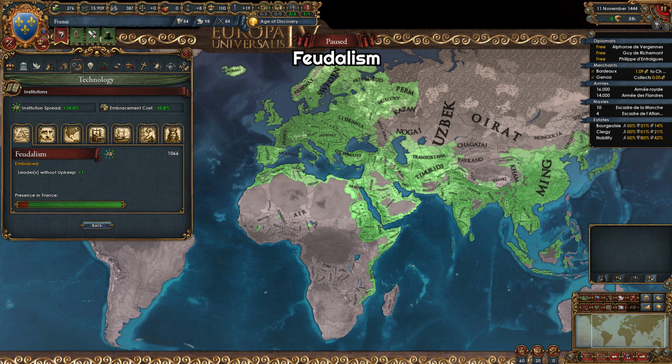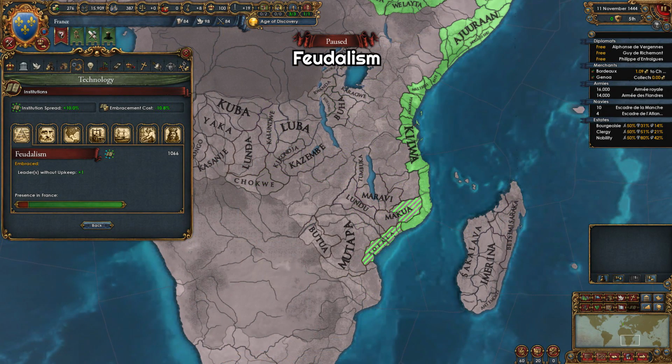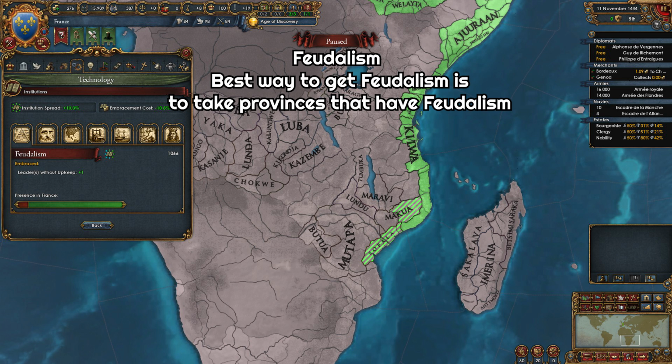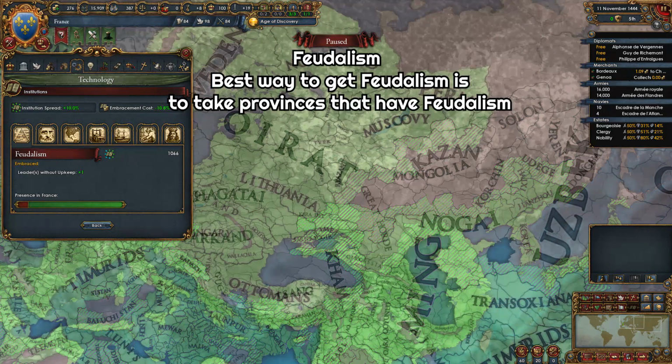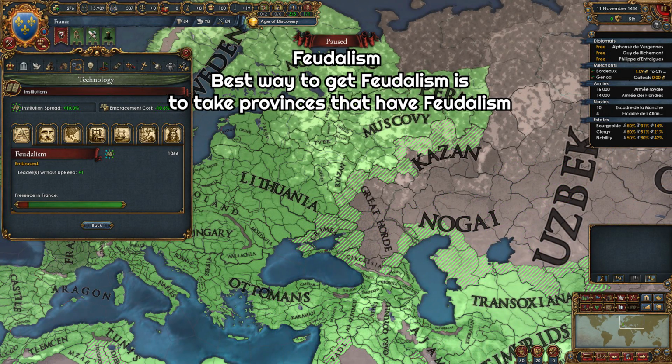So, ignoring the New World, if you start in one of the nations that doesn't have feudalism, the best way to get feudalism is to take provinces from a nearby nation who already has feudalism. You can also get feudalism by institution spread if a neighboring nation has it, but the spread is too slow and you will fall behind on tech. So the best thing to do is just take those provinces in a war for yourself. And once you have embraced feudalism, it gives you +1 leader without upkeep, which is a great modifier to have.